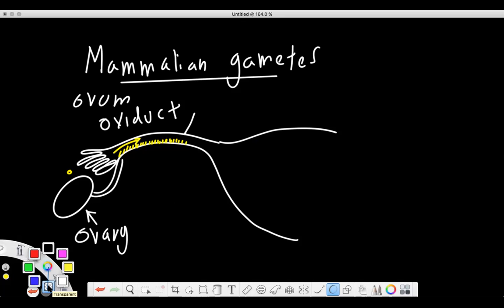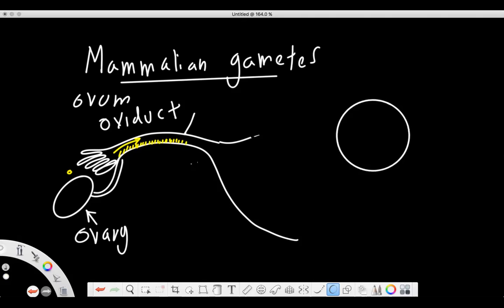Right, now when the ovum is released, we're going to see how this structure looks. Okay, it is a round shaped cell, and this cell is still undergoing meiosis, because there's a difference between male and female. When the female is born, she has a fixed number of egg cells or ova, maybe around 800,000, and they are already in the stage of meiosis.